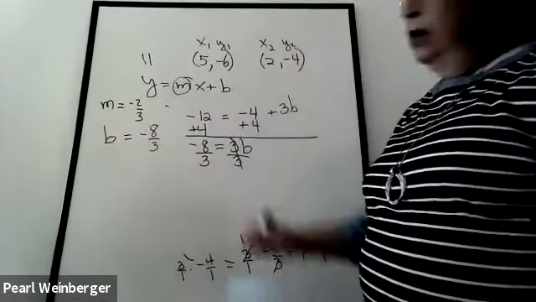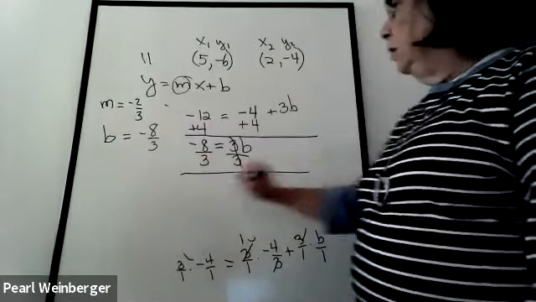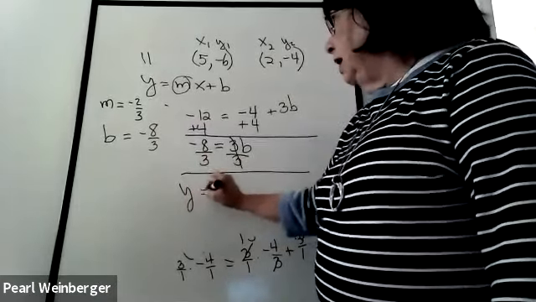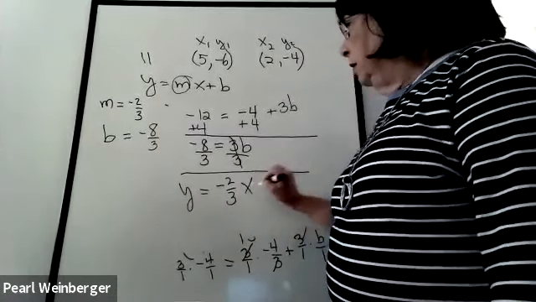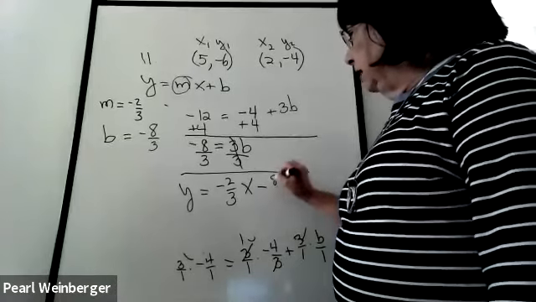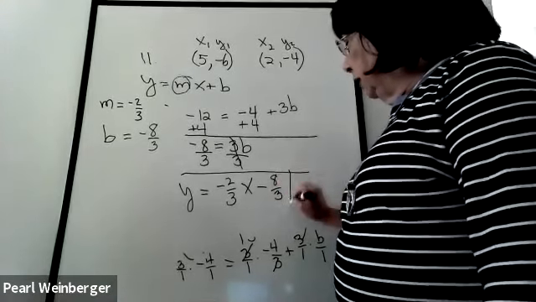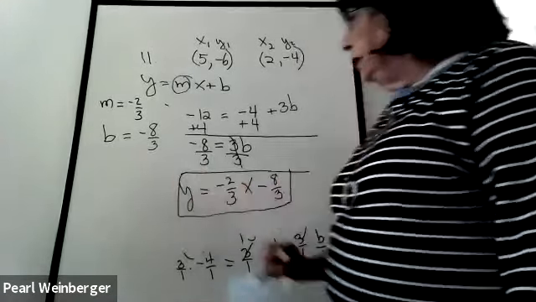And now I can write the equation of my line. Y equals m, which is negative 2/3, x plus b, so that's minus 8/3. And here is my equation of my line.